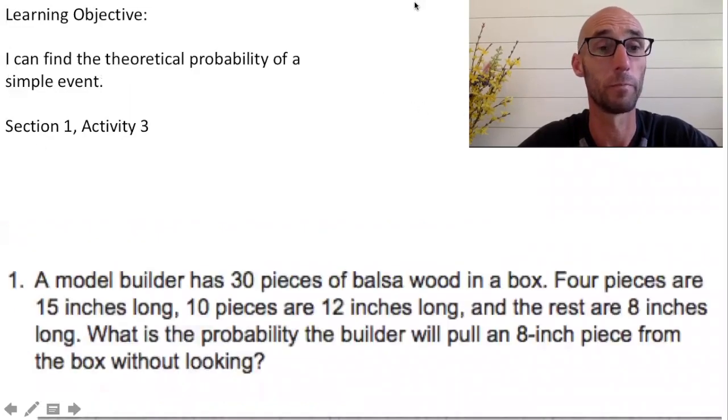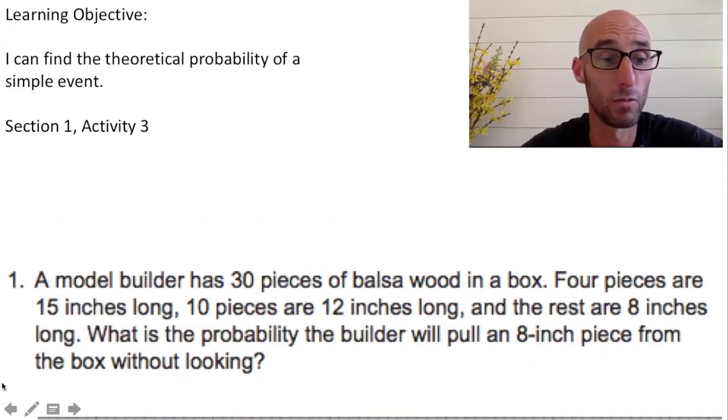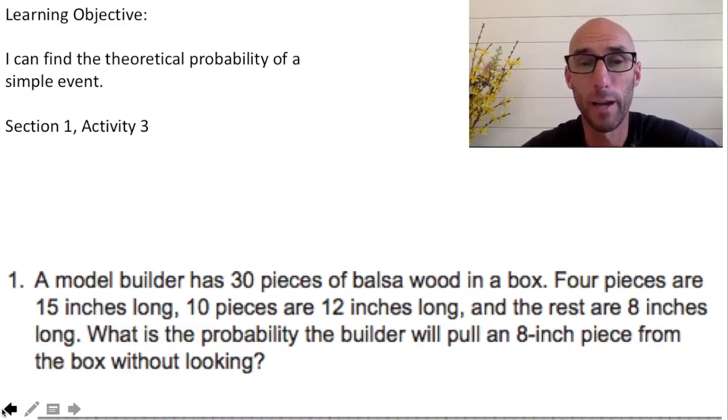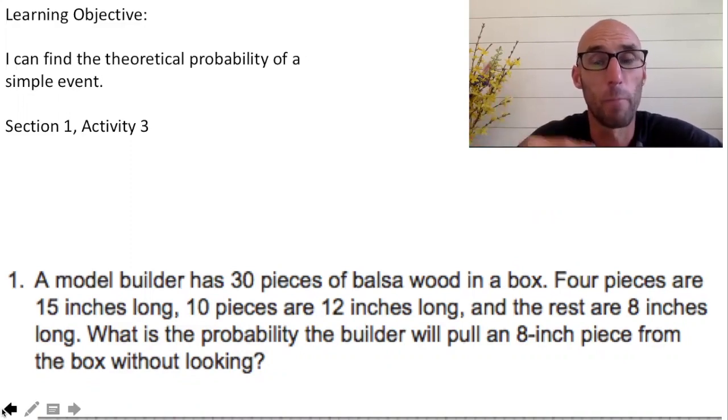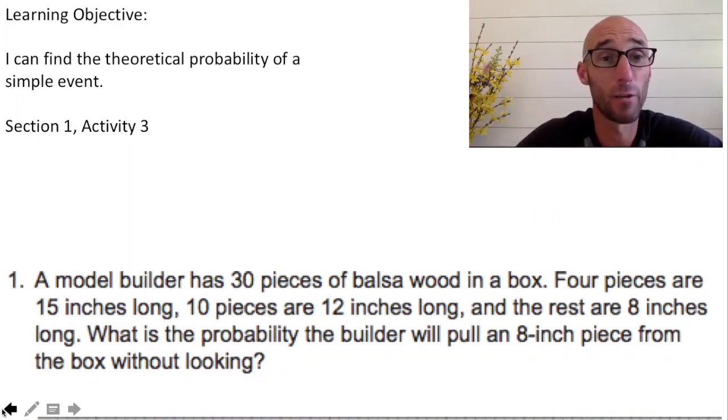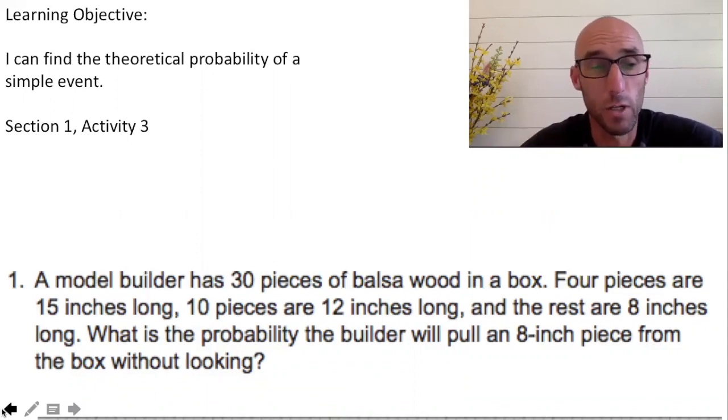All right, moving on. This is the next learning objective. We are going to find the theoretical probability of a simple event. Now, when I think of theoretical probability, I'm thinking about the chances of what I think might happen. So what are the theoretical chances? What do I think is the likelihood of something happening? This corresponds with section 1, activity 3 of your worksheets.